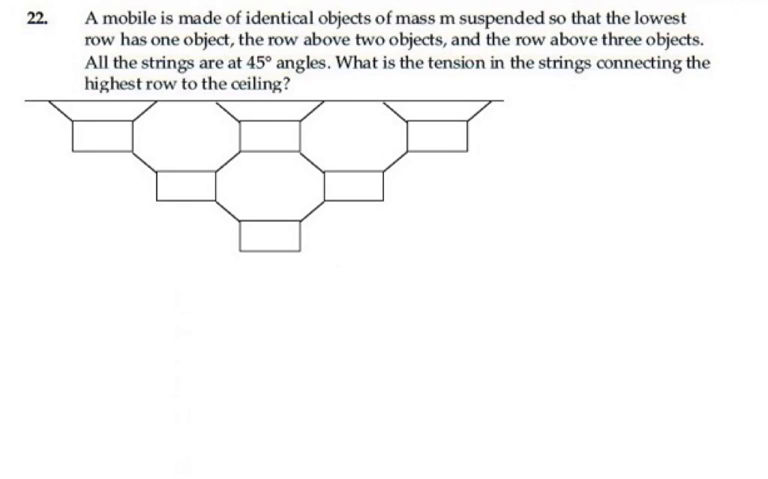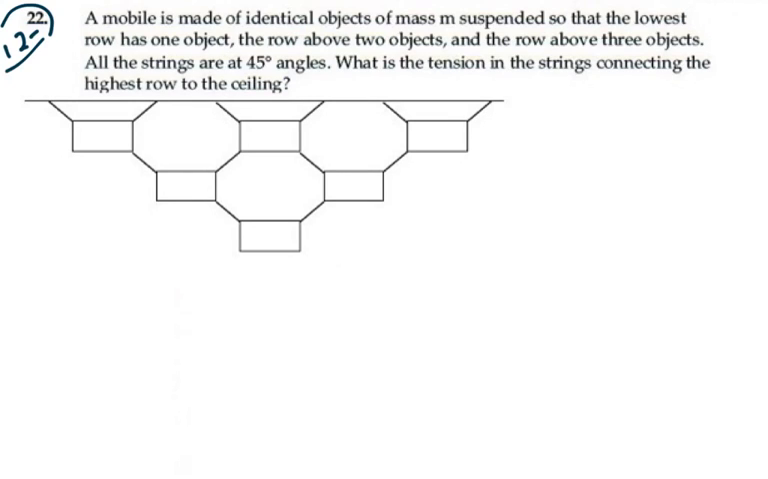Here's problem 12.22. A mobile is made of identical objects of mass m, suspended so that the lowest row has one object, the row above has two objects, and the row above that has three objects. All the strings are at 45-degree angles. What is the tension in the strings connecting the highest row to the ceiling?